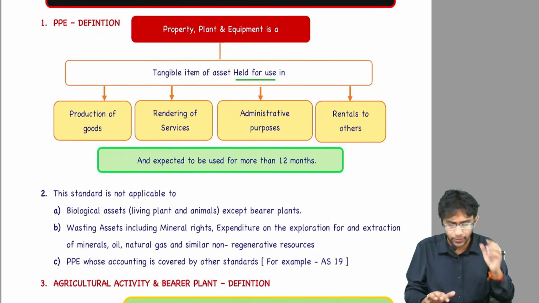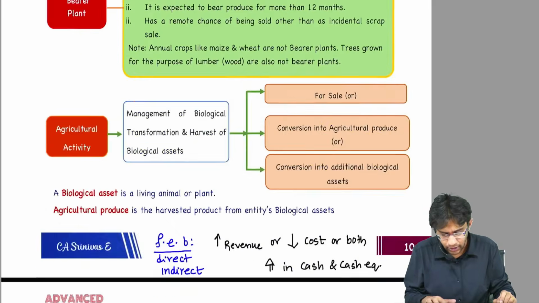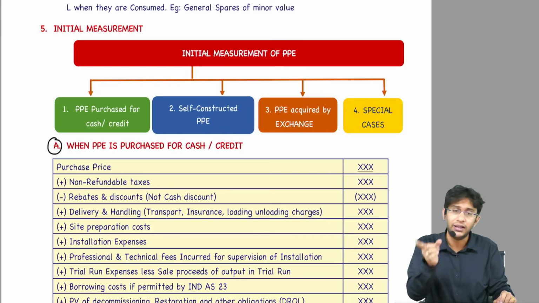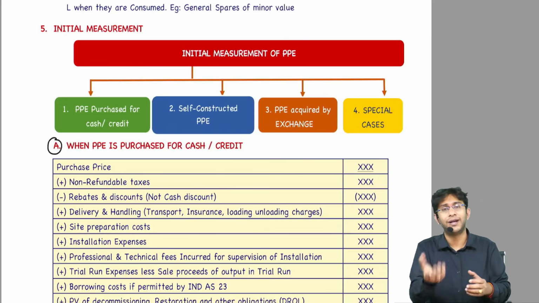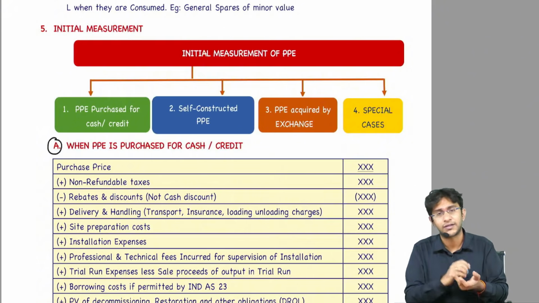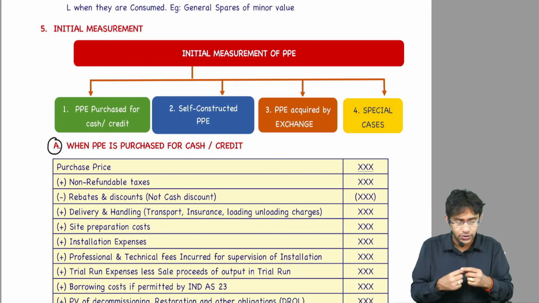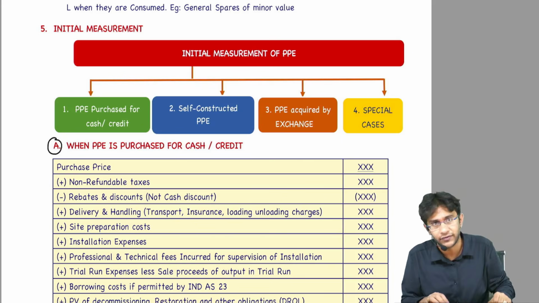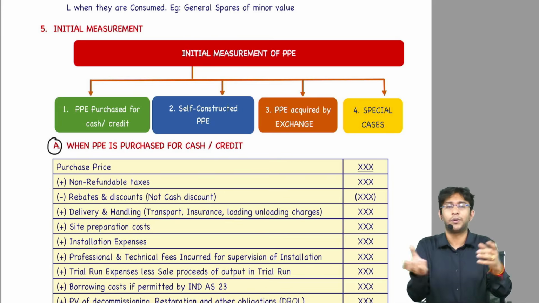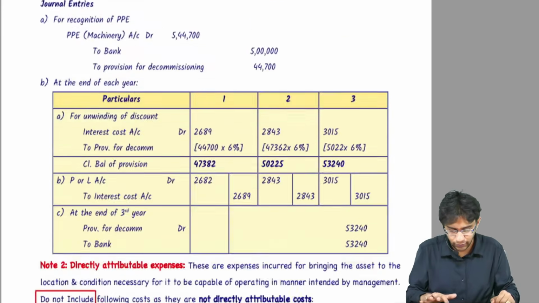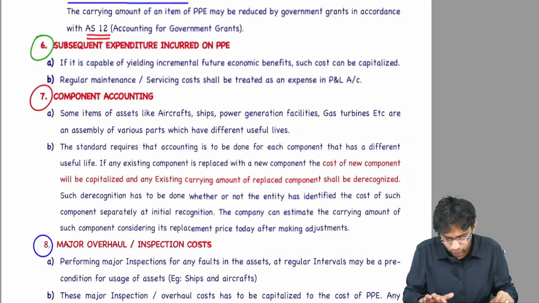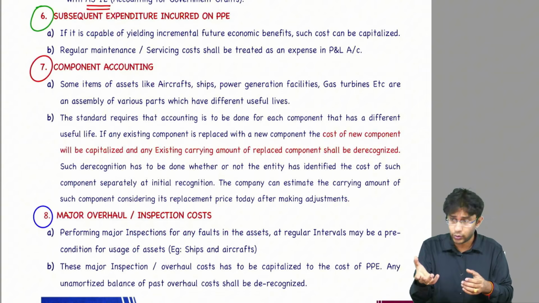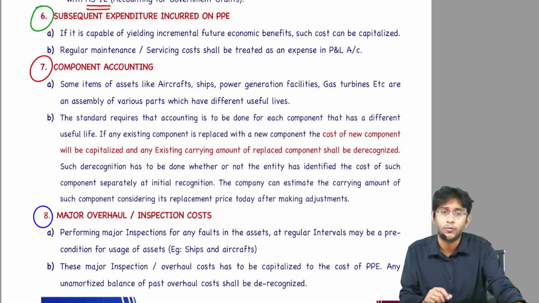So today, to sum up, we have discussed the definition criteria of PPE, recognition criteria of PPE, initial measurement of PPE. In that initial measurement, again 4 types: ready-made asset acquired for cash or credit, self-constructed PPE, PPE acquired by way of exchange. Number 4, some special cases we have seen like deferred settlement terms, extra large credit period. You have taken multiple assets purchased for a consolidated price. This kind of stuff we have discussed. Then we learned 2 more concepts: subsequent expenditure incurred on PPE, what will we do with that? Component accounting we studied. Major overhaul cost incurred, what is to be done with that?